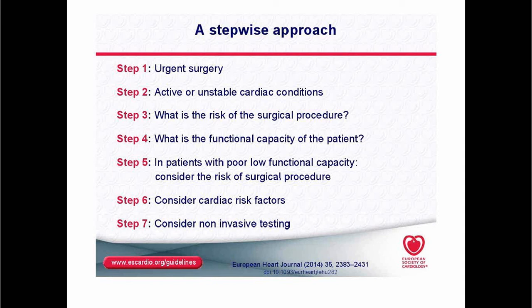Then we will determine the functional capacity of the patient who will undergo an intermediate or high risk surgical procedure. If the patient will undergo high risk surgery and has a poor functional capacity, then we should calculate the cardiac risk indices using the Lee index or NSQIP calculator. And finally, if the patient has 3 or more clinical risk factors, he will undergo high risk surgery and has poor functional capacity.